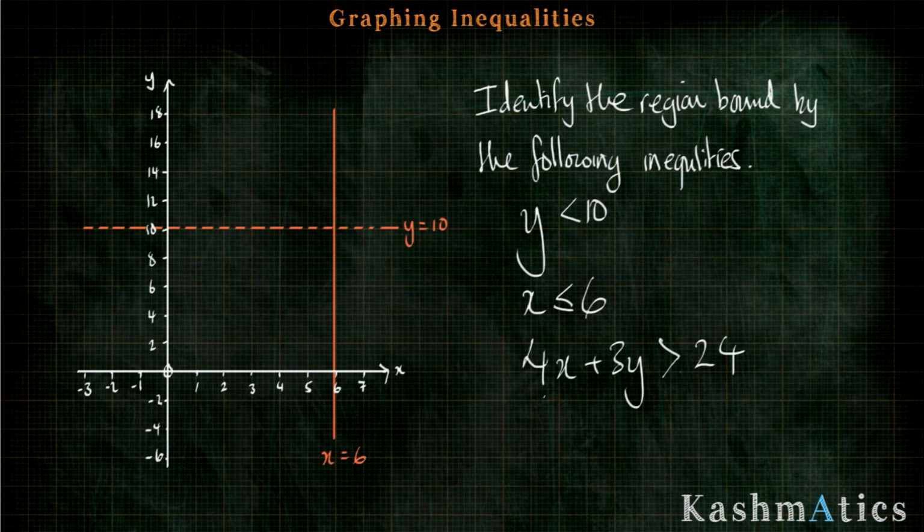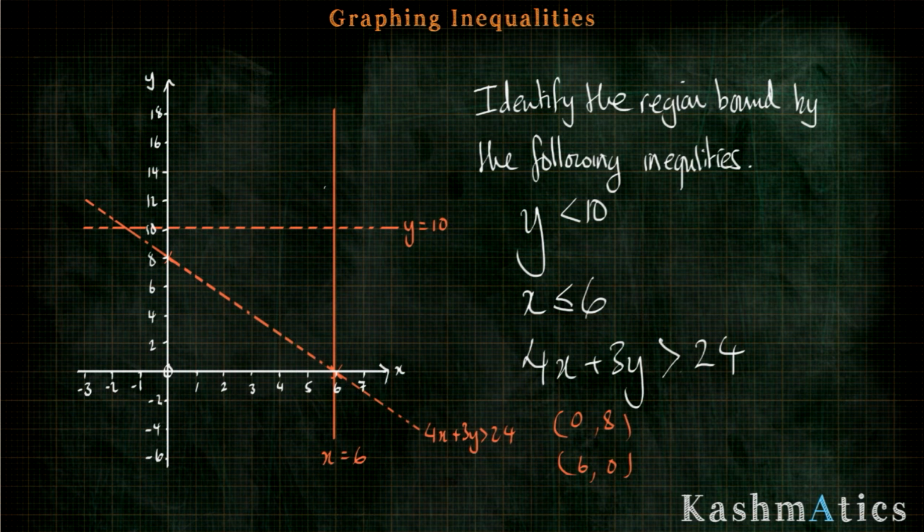And here I'm going to draw 4x plus 3y equals 24. Okay, so let me just write some coordinates in. So 0, 0. Okay, so when x equals 0, y equals 8. And when y equals 0, x would equal 6. So I need 0, 8, which is here. I need 6, 0, which is here. And you just need to draw a straight line between them. And because it's just greater than, I need that line to be dashed. So I'll just make sure that line is dashed.